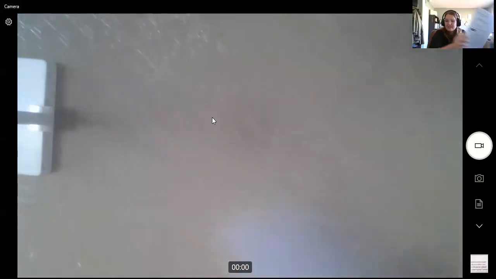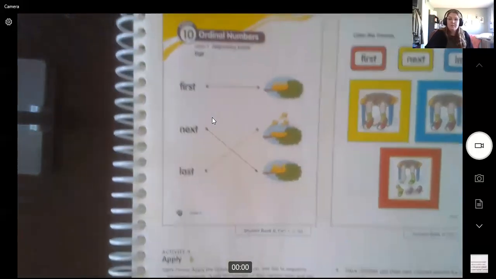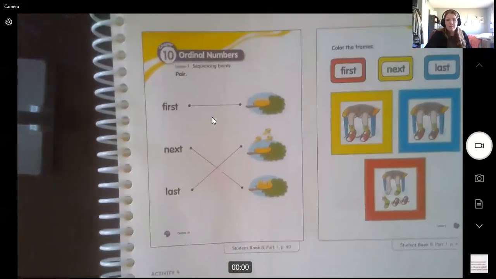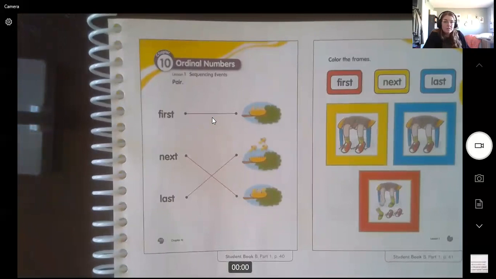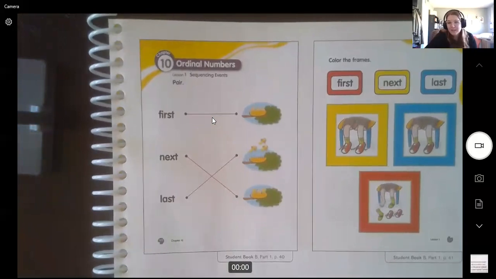Let's look at the actual math pages this week. There aren't that many. And this week we're talking about ordinal numbers. So we're talking about first, second, third place. It's about place and it's also about a sequence of pictures. And so you're teaching them that this week.